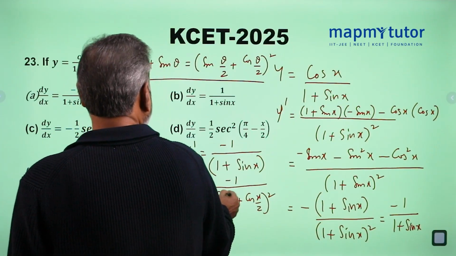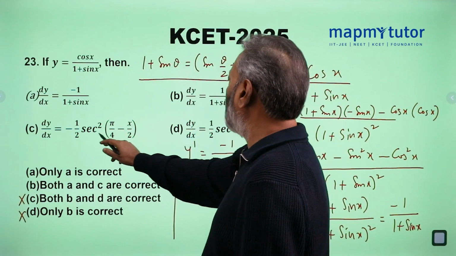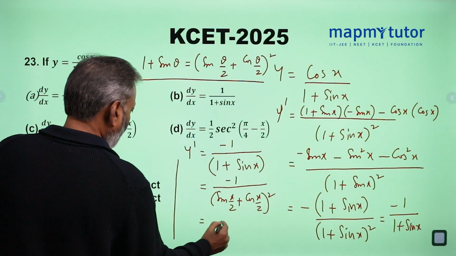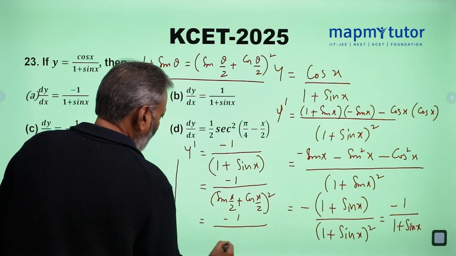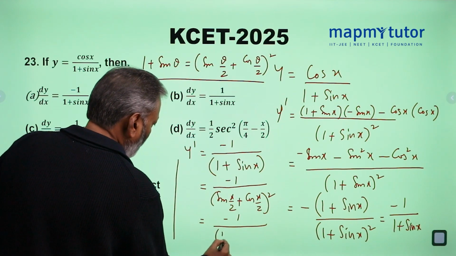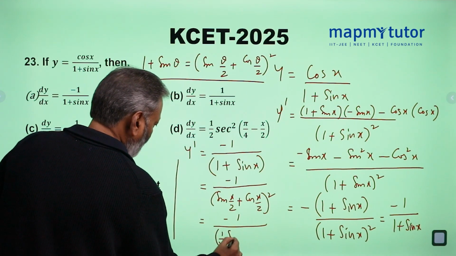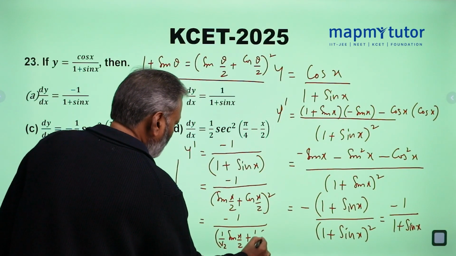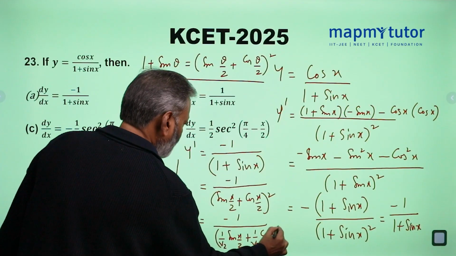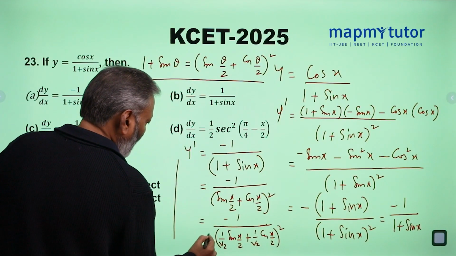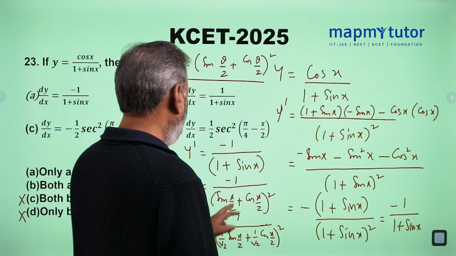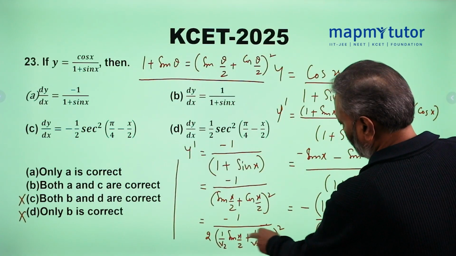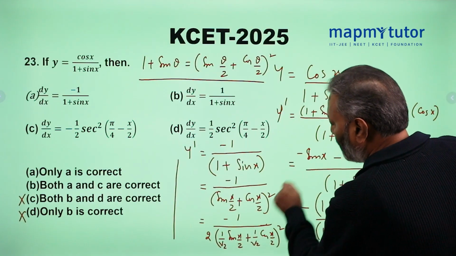Okay? And hence, it is almost with the secant square kind of thing. Let me check how to get it. Minus 1 by, if I supply 1 by root 2 inside the bracket, 1 by root 2 sin x by 2, 1 by root 2 cos x by 2. That means I have to multiply by 2. So, minus 1 by 2 times (1 by root 2 cos x by 2, 1 by root 2 sin x by 2) whole square.